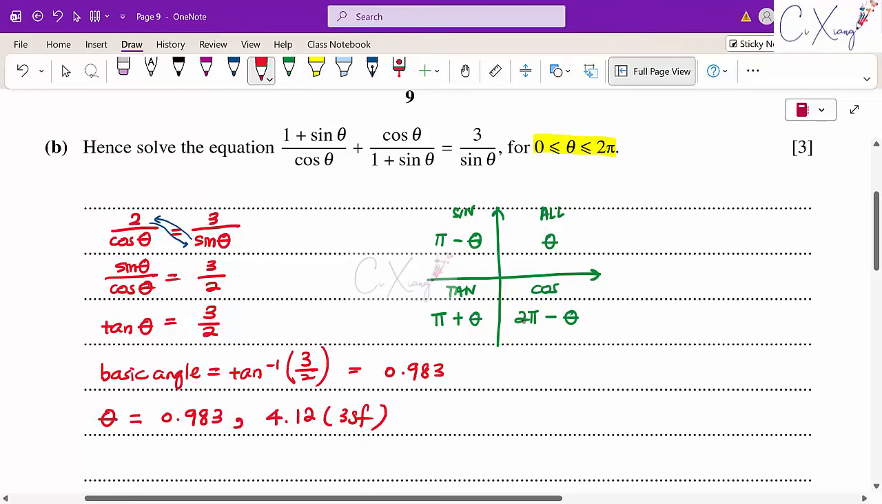Then let's go to the last quadrant here. In the last quadrant, is tangent positive? No, also. So I don't accept the answer from this part. So in the end, what we have here is only 2 answers out of the 4 quadrants. This is the final answer that we have for the theta.